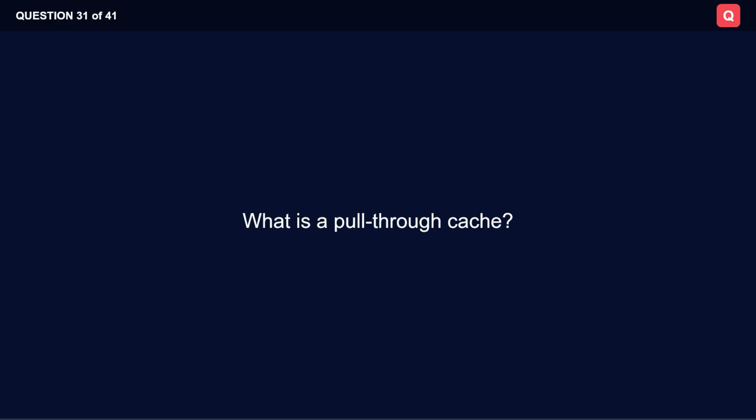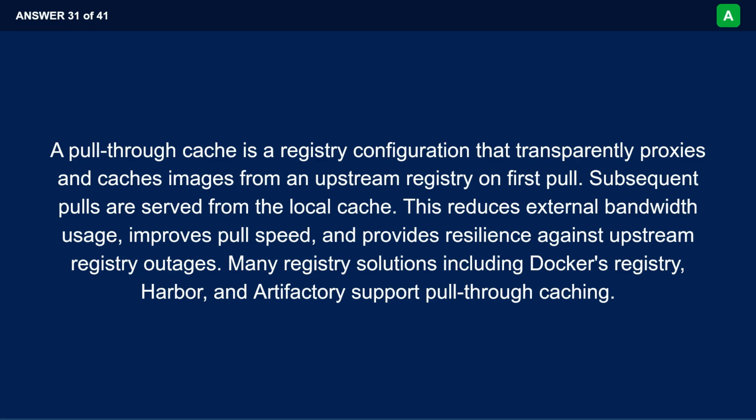What is a pull-through cache? A pull-through cache is a registry configuration that transparently proxies and caches images from an upstream registry on first pull. Subsequent pulls are served from the local cache. This reduces external bandwidth usage, improves pull speed, and provides resilience against upstream registry outages. Many registry solutions, including Docker's registry, Harbor, and Artifactory, support pull-through caching.